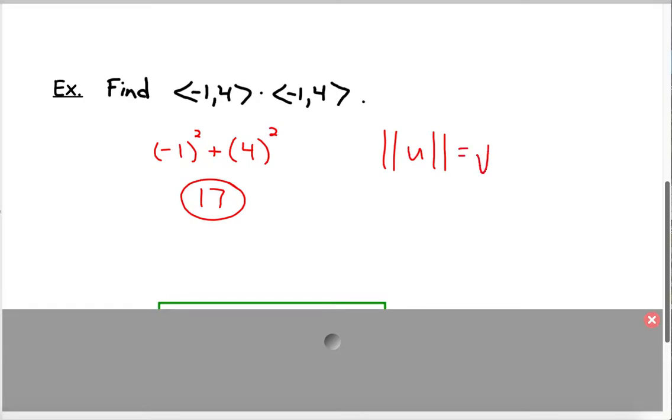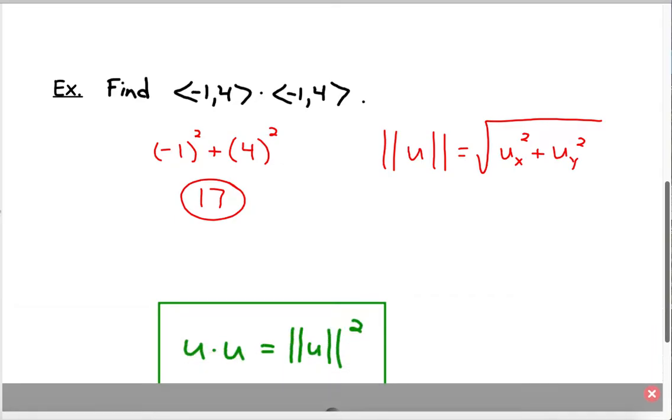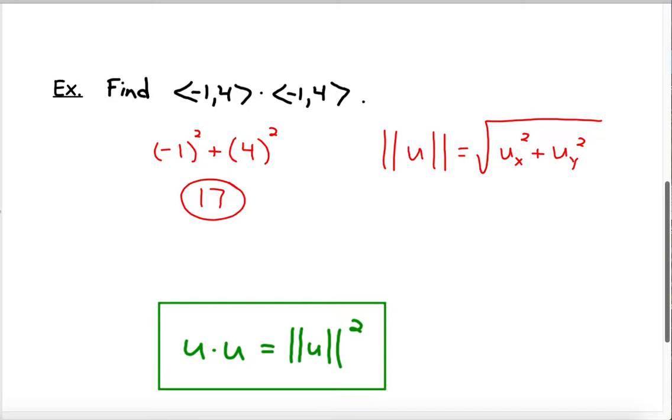Well, didn't we do the square root of the x component squared plus the y component squared? That's exactly what we're doing here, except we're not taking the square root of it. So what that means is that when you do the dot product of a vector with itself, you get the magnitude of the vector squared. So the dot product of a vector with itself gives you the magnitude of the vector squared.